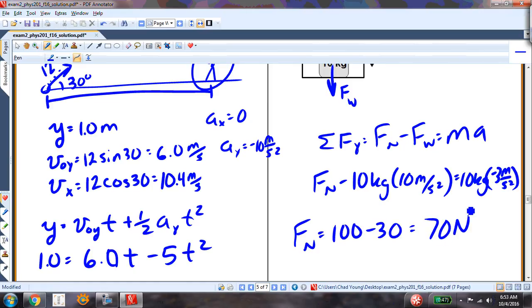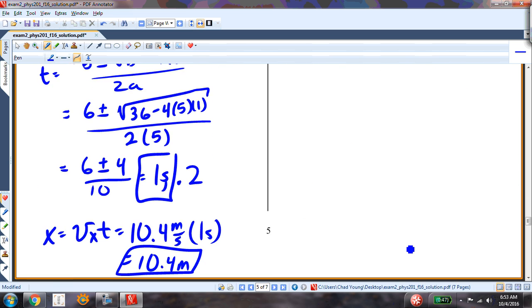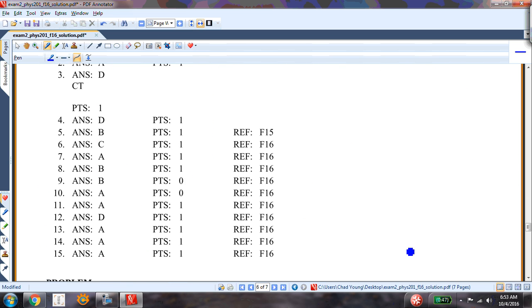This is akin to measuring your weight. When you measure your weight, you're really measuring the normal force on the scale. And if you go on an elevator and it accelerates downwards, then you feel like you're lighter. Your normal force is less. So that is the right answer. There's our multiple choice answers.